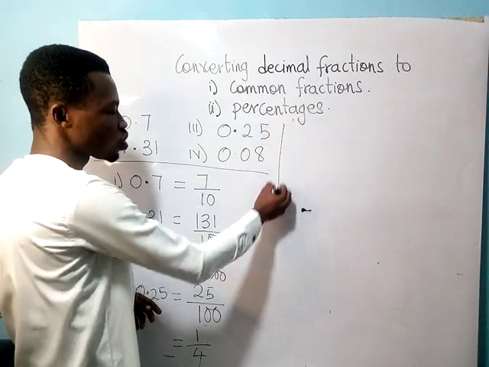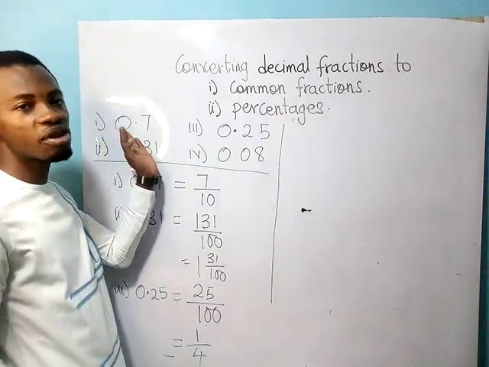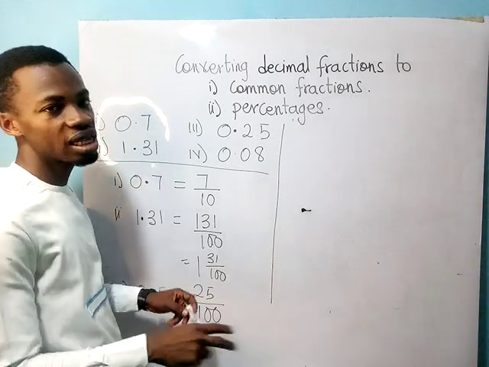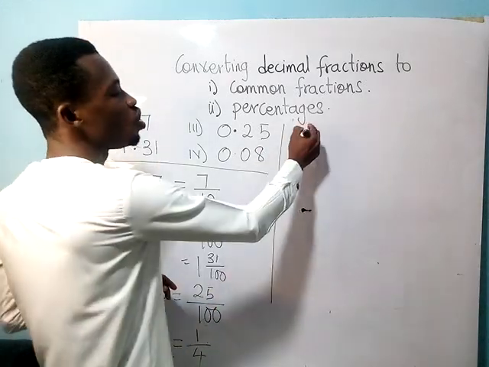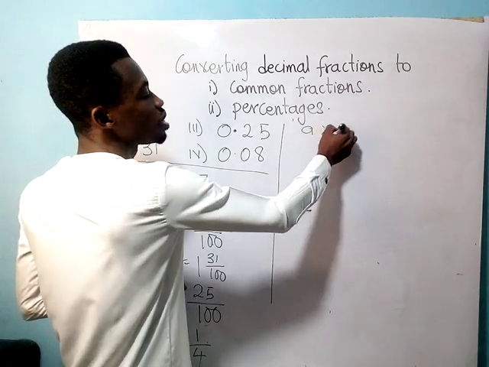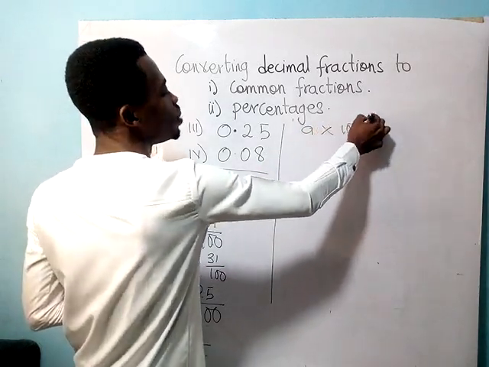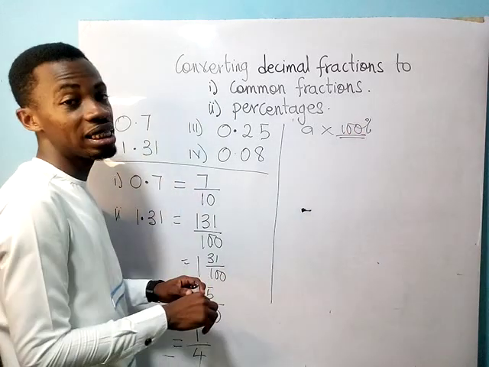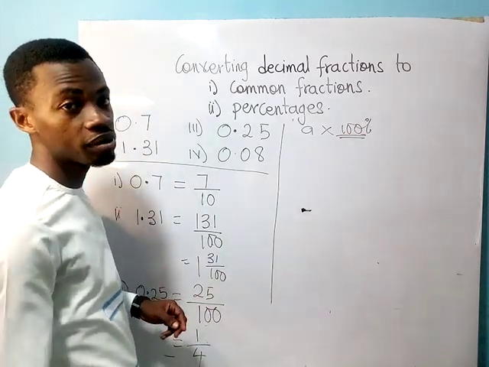Now let's look at converting the same decimal fractions to percentages. Get this concept once and for all. Converting any quantity to percentage, you multiply the quantity by 100%, because 100 is the basic value for percentages.